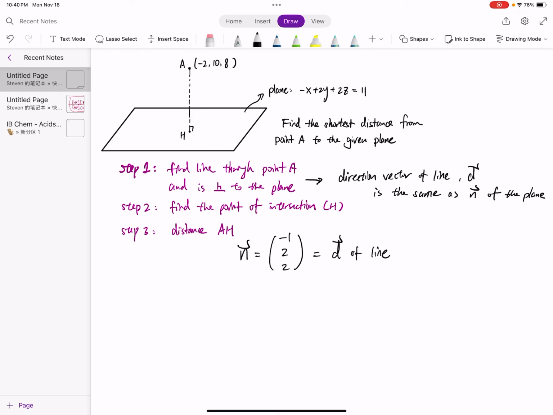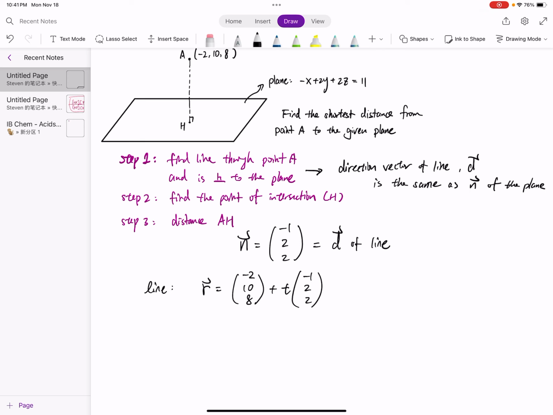And then the line goes through point A, right? So A can be used as a position vector. For this line, we can say r equals the position vector, which is A, plus t times the direction vector, which is the same as the normal vector of the plane. So then we finish the first step.